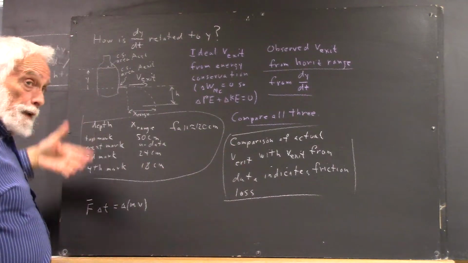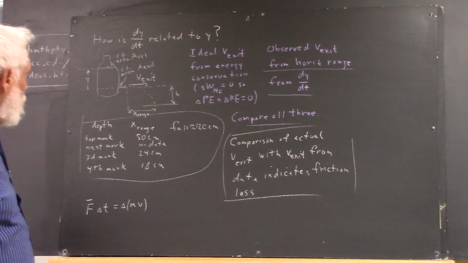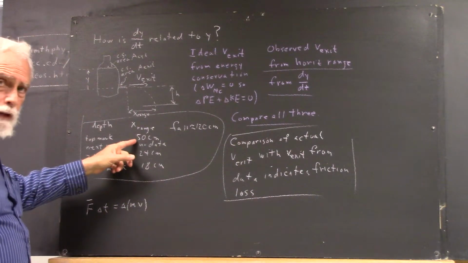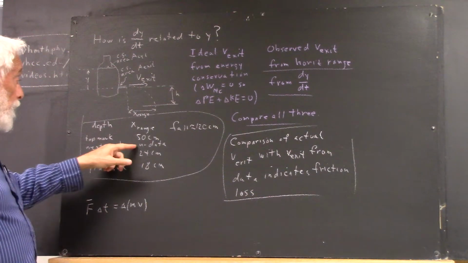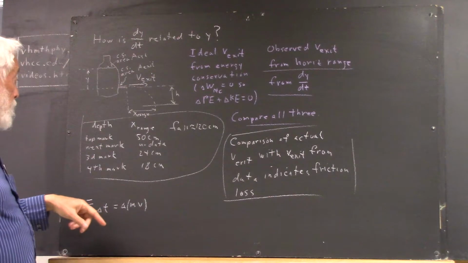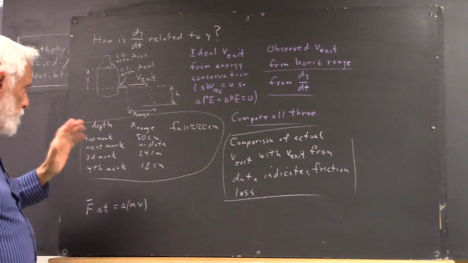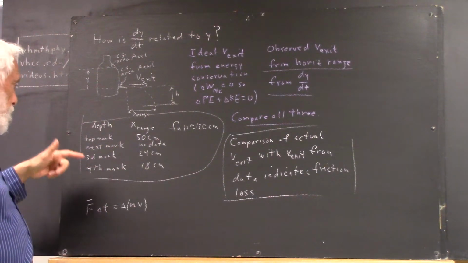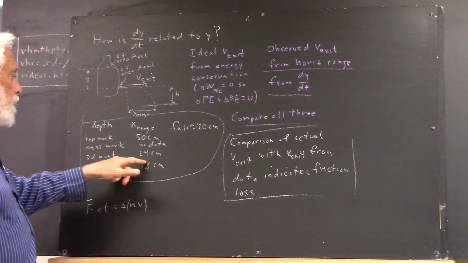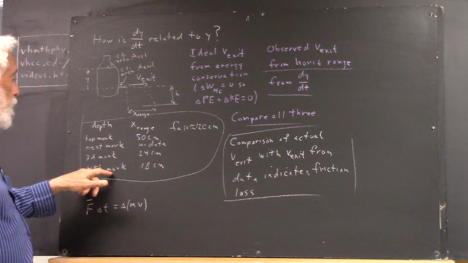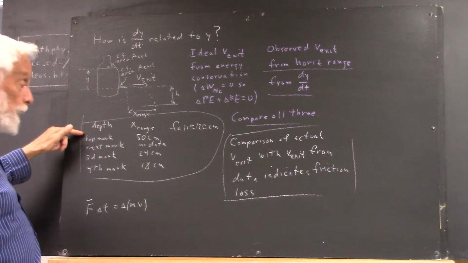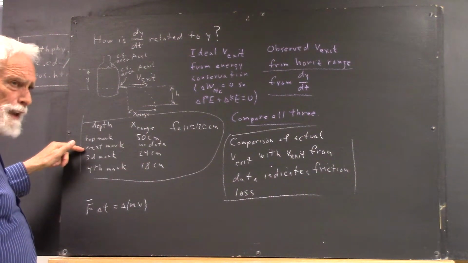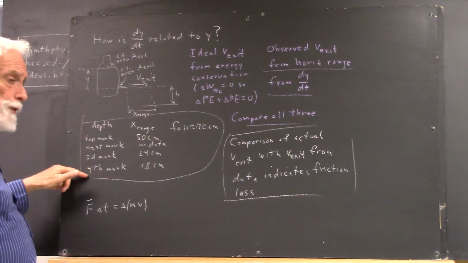Now, I've added a little bit of data here. At the top mark, the horizontal range appears to be about 50 centimeters. I didn't get to observe that for the second mark. I kind of think it was maybe around 40, but I don't want to say any more than that. The third mark was 24 centimeters. The fourth mark was 18 centimeters. So you know what your marks are, 138 centimeters. This is about 80. This is about 40. This is about 20.